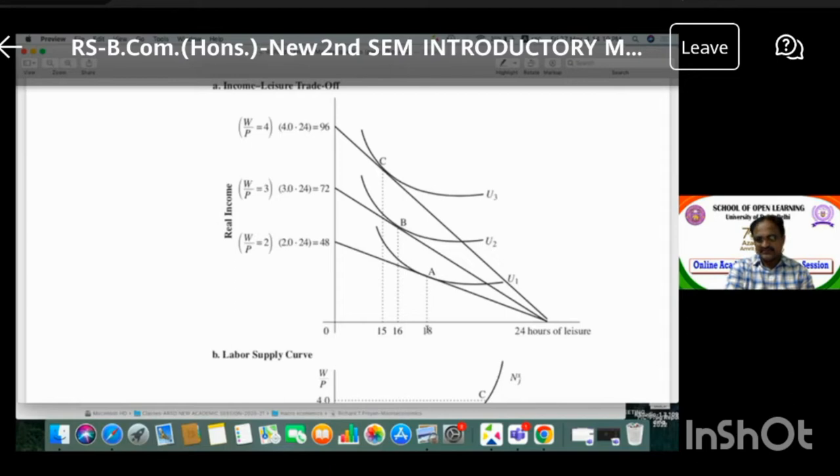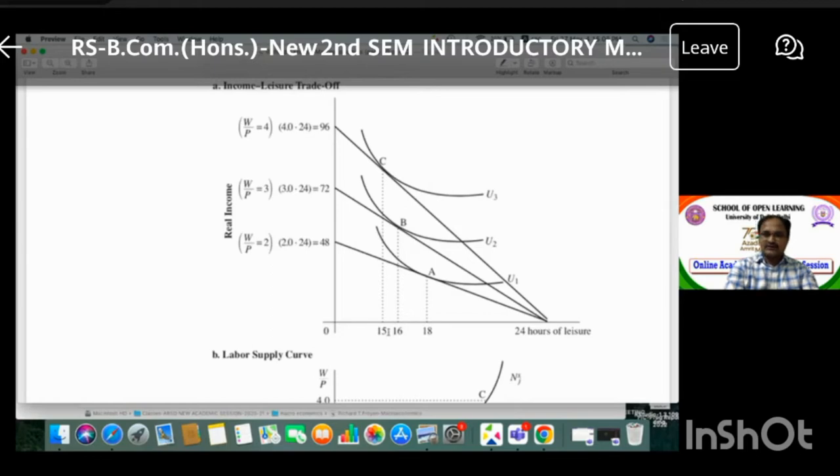Point A is here. Next, if he increases his working hours, leisure hours automatically decline. Suppose leisure is 16 hours. Earlier it was 18 hours with the wage rate of 2. Now he reduces leisure from 18 to 16, so he gets more working hours. Out of 24, 16 hours of leisure leaves 8 hours of work. With more working hours, his real income is more because the wage rate automatically increases. The wage rate is 3 rupees, so you get 72 rupees. This is the real wage.